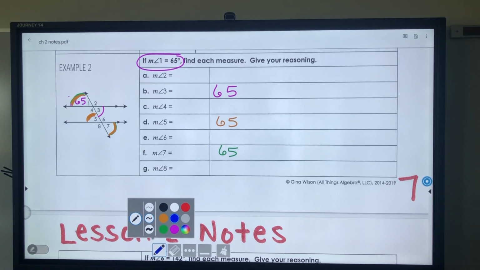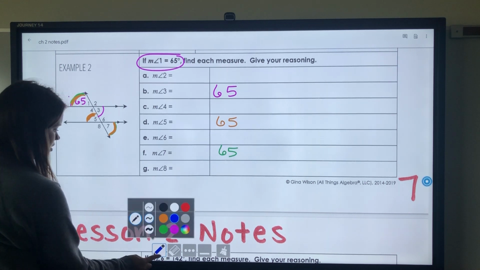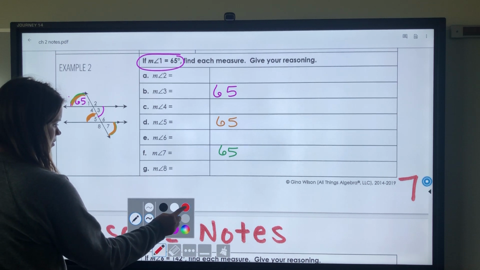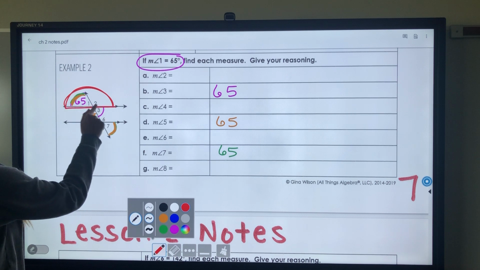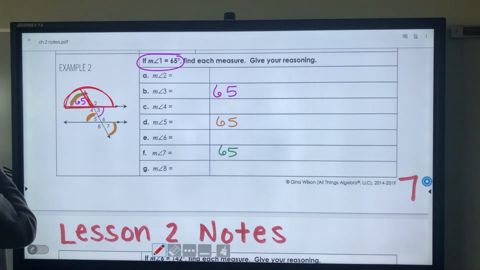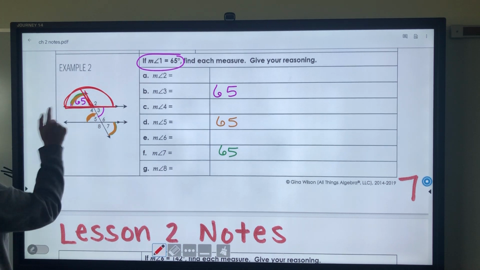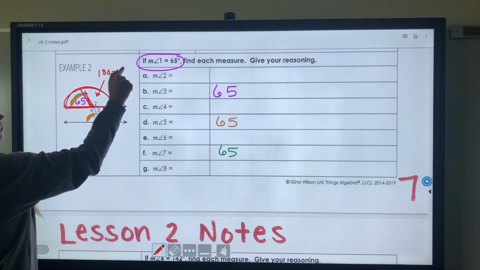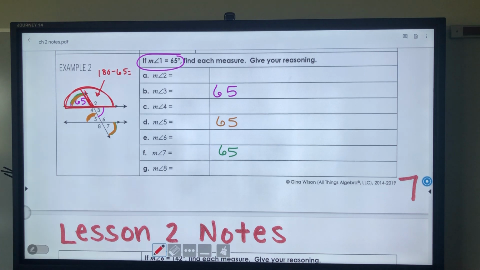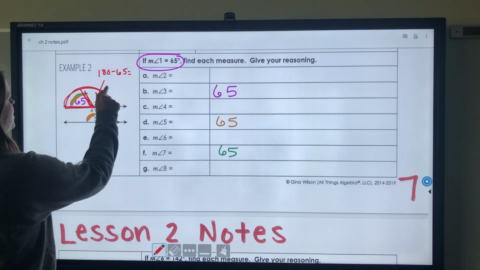So 180 minus 65, sorry, I'm getting out my calculator. All right. So let's look at this one. Let's look at angle 1 and angle 2. So they form a linear pair. That means if that's 65, that's going to be 180 minus 65. What did I just say? 115.